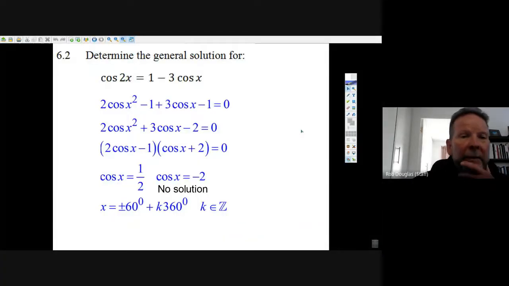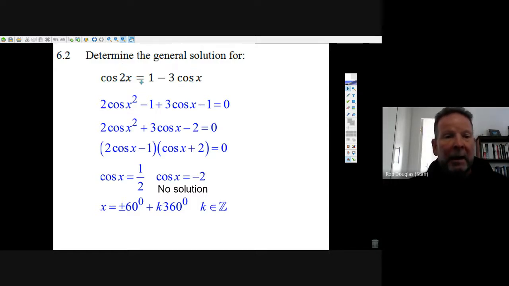Okay, we're going to look at question 6.2. We're going to do a general solution. We start off here: determine the general solution for cos 2x equals 1 minus 3 cos x. Well, sometimes it's good to have sine x and cos x, and some you can divide and make tan x.